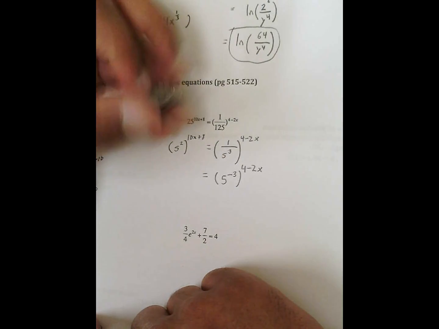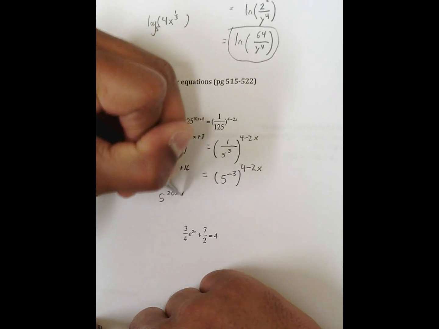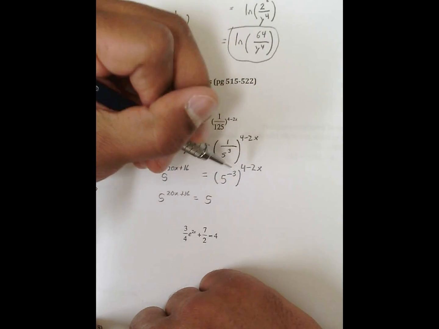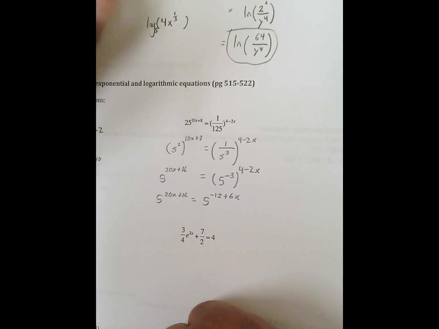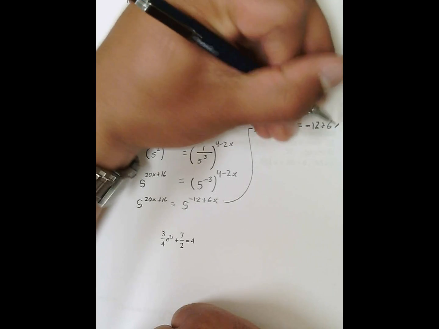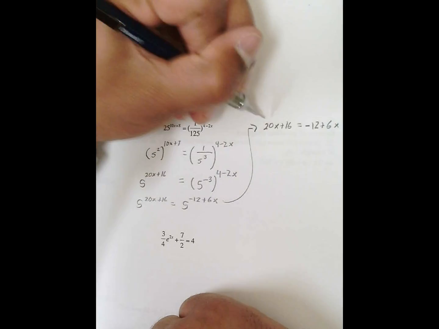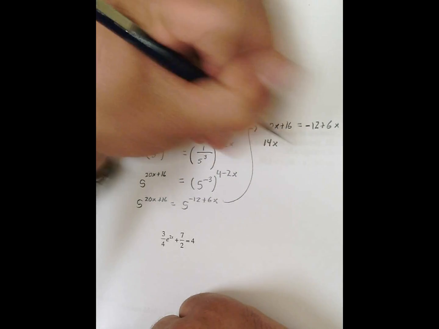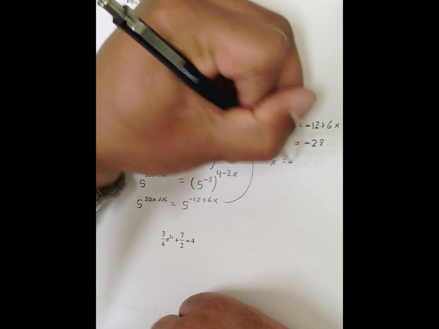Okay, here I'm going to go ahead and 2 times 10x is 20x. 2 times 8 is 16. Bring that down. And then I've got 5 to the negative 12 plus 6x. Now I can set the exponents equal to each other. So this is 20x plus 16 equals negative 12 plus 6x. Alright, so let's go ahead and subtract 6x from both sides, so that's 14x. Then I'll subtract 16 from both sides, that's negative 28. Divide both sides by 14, I get negative 2.